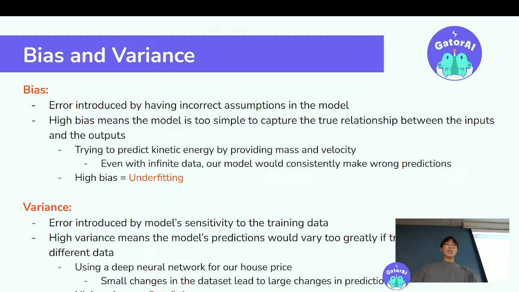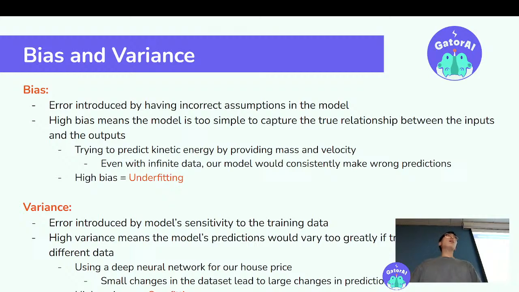And so what we usually say is that high bias means your model is underfitting, that your model is too simple to understand what's actually happening in the relationship. So the other side of the coin to this is variance. Variance is introduced by the model's sensitivity to the training data. What do we mean by this? What we mean is that if you were to train the exact same model with the same parameters on slightly different data sets, your model would actually have very different outputs because your model is too sensitive to the training data that you're providing it. And so high variance means that the model's predictions would vary too greatly if trained on slightly different data.